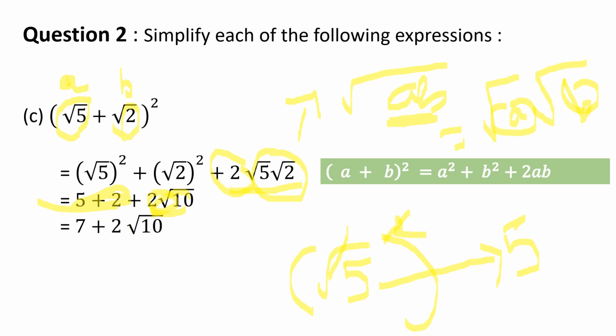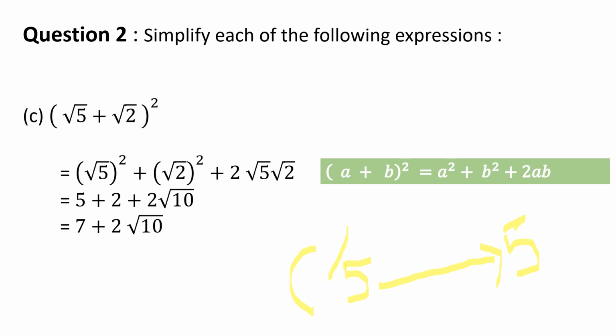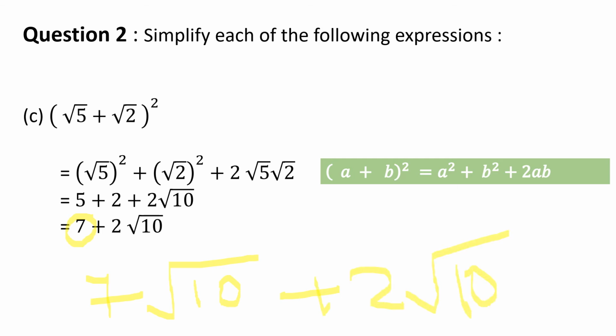So if this 7, one second, let me clear it out for you. If this 7 had a root with it, suppose it was root 10 with it. Suppose it was 7 root 10 plus 2 root 10, okay? Then I can add this 7 and this 2, and I can write 7 plus 2, 9 root 10 will be my answer. But here you can see that 7 does not have root 10. 7 is a single number. So 7 and 2 do not add. It's wrong, because 7 is a single number.